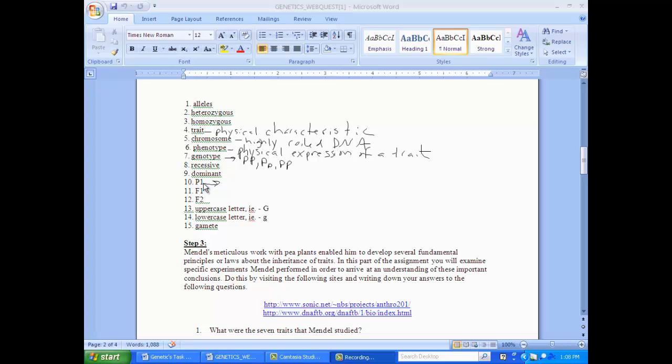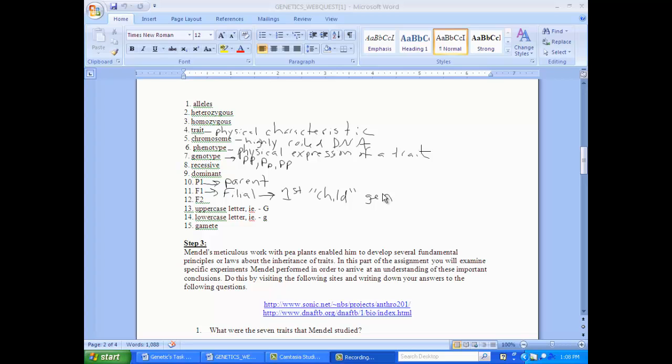P1, what's the P1 generation? Parent. F1. Anyone know what F stands for? Filial. So we're going to make it a lot easier. The F stands for filial, but the F1 generation is the first, I'm going to say, child generation. F2, it's the second child generation. So when these children, I'm saying children as far as the second generation, breed and they produce more offspring, that's going to be the F2 generation.